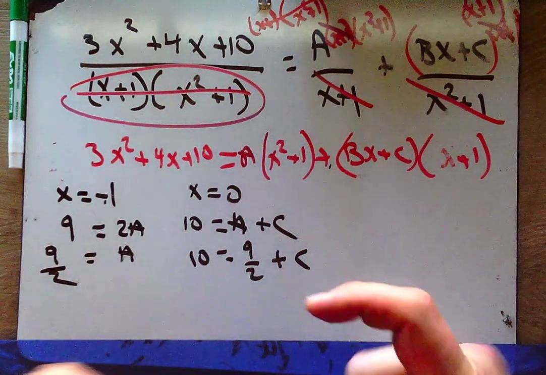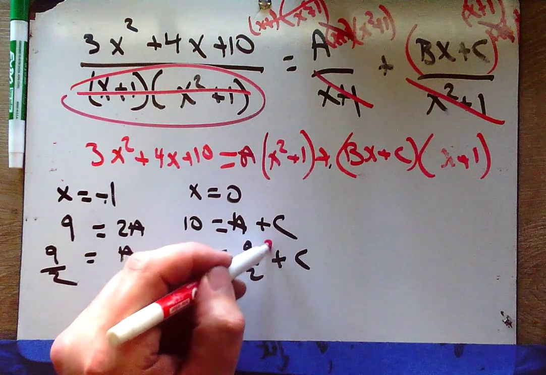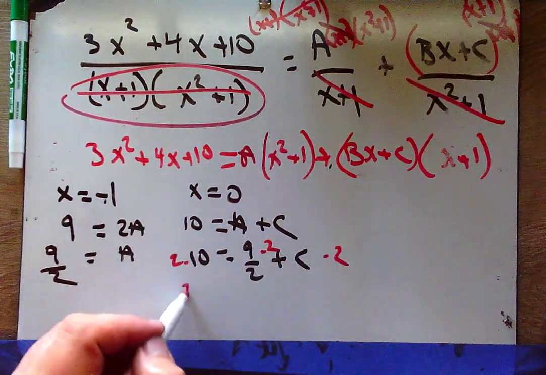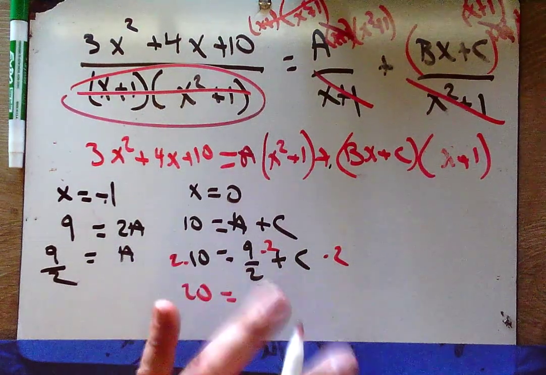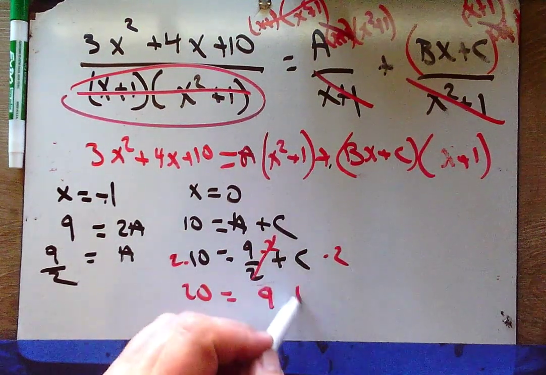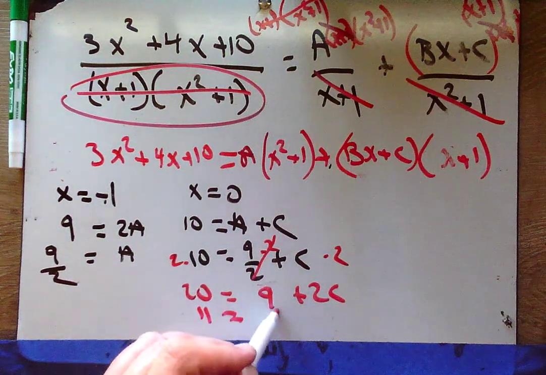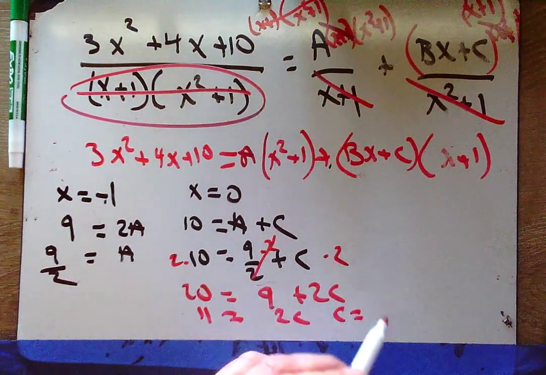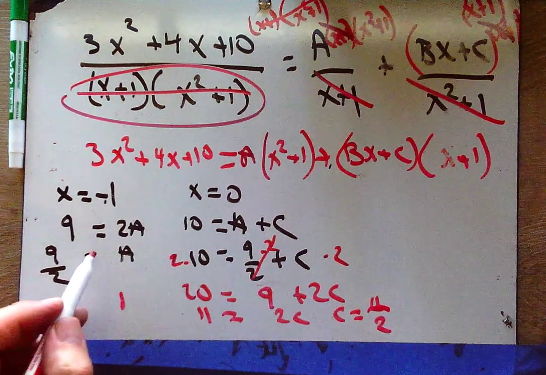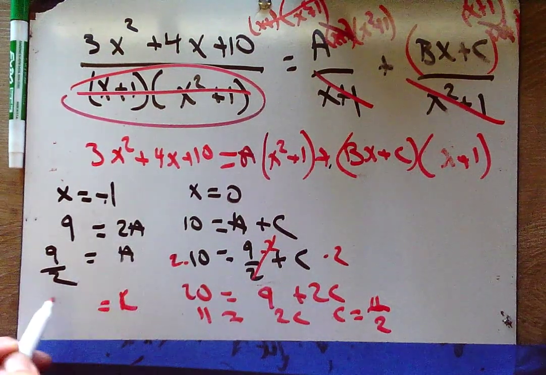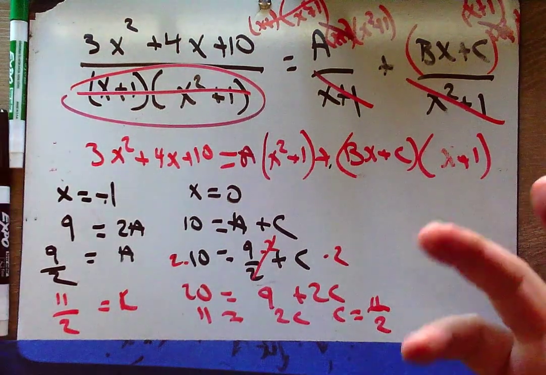I really like the approach where we multiply everything by that least common denominator. And so I end up with 20 equals, sorry, those cancel, 9 plus 2c. Subtract 9 from both sides, and I get that c equals 11/2. Well, great. Now I know what a is and what c is. So how do I find b?